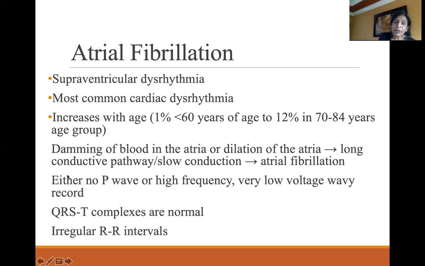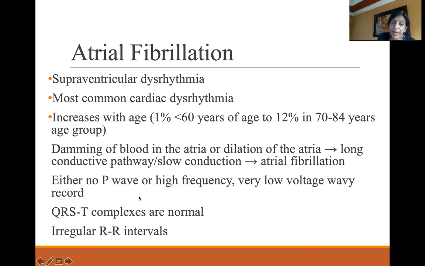Would lead to long conductive pathways, slow conduction. Okay, that's because you have blood sitting in the chamber that could make the path become longer and slow conduction because of the increased wall length, correct? And that leads to atrial fibrillation.